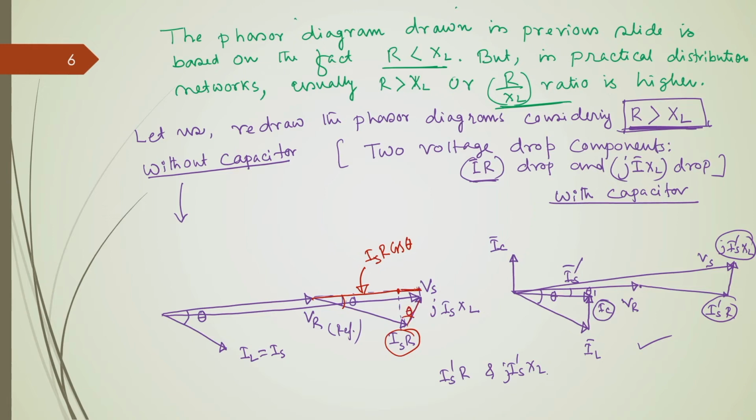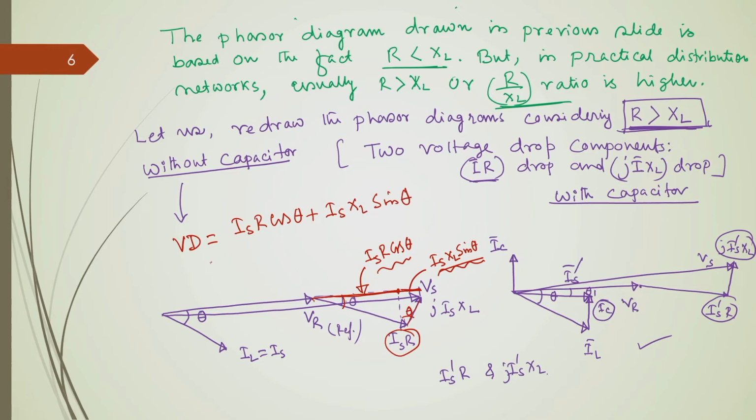So, this part will be equal to I_S, I am talking about the magnitude only, I_S X_L sin theta. And the net difference of V_S and V_R is because of these two components only, one is I_S R cos theta, another is I_S X_L sin theta. So, this voltage drop I can represent by I_S R cos theta plus I_S X_L sin theta.